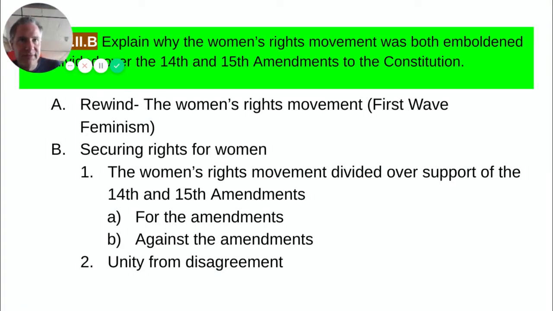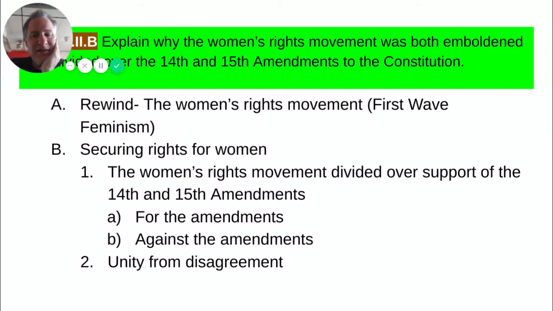And then when slaves get the rights, including the right to vote, when they become citizens, women were under the impression that they would as well. They saw the women's rights and the rights of African Americans were intertwined.